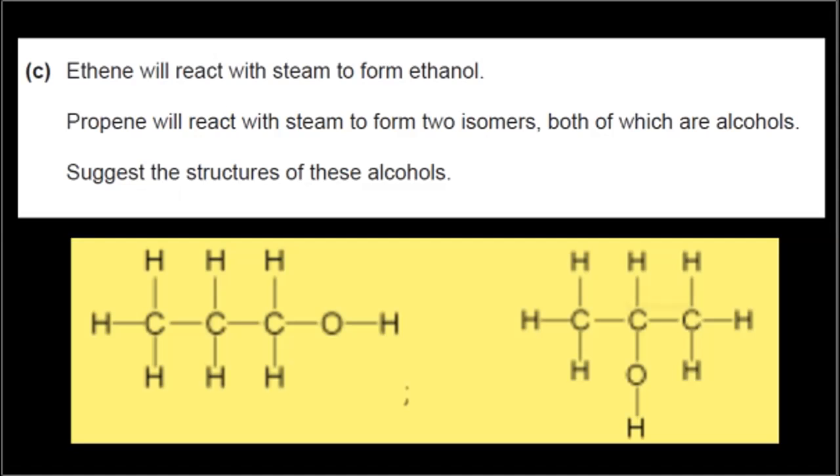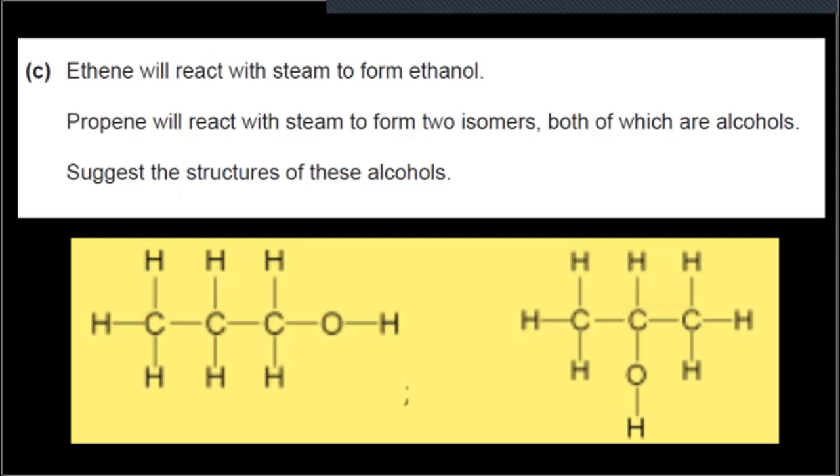Next question. Ethene will react with steam to form ethanol. Propene will react with steam to form two isomers, both of which are alcohols. Suggest the structure of these alcohols. Now, I've included the structures for you, and I wanted you to understand why I put those structures there.